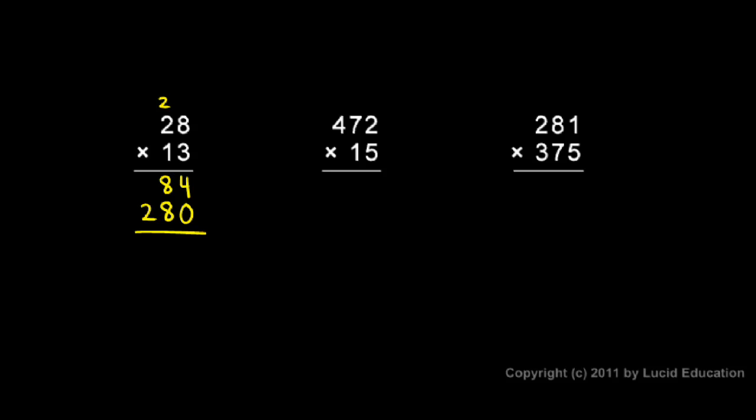And then we draw a line and we add. 4 and 0 is 4. 8 and 8 is 16. And I carry the 1. And 2 plus 1 is 3. So 364 is my answer.